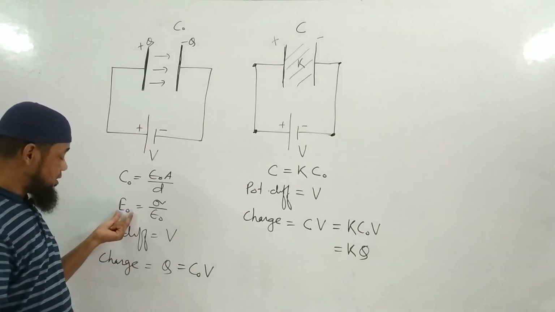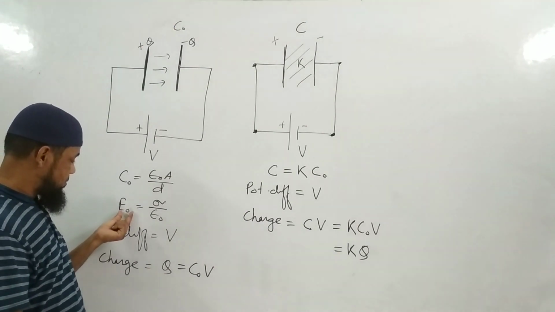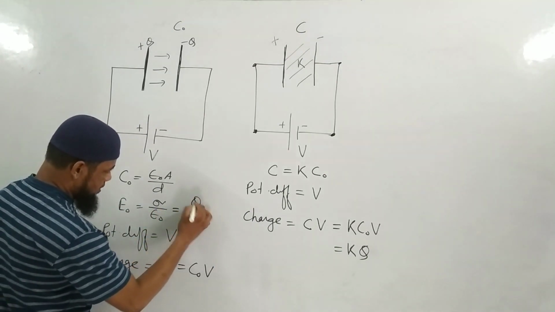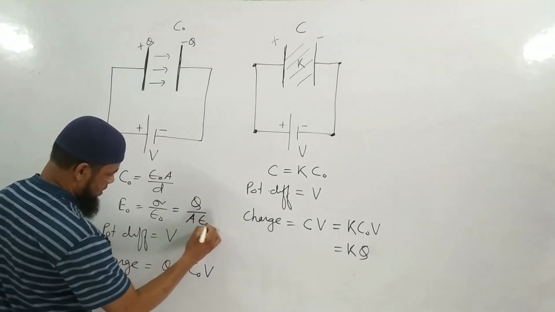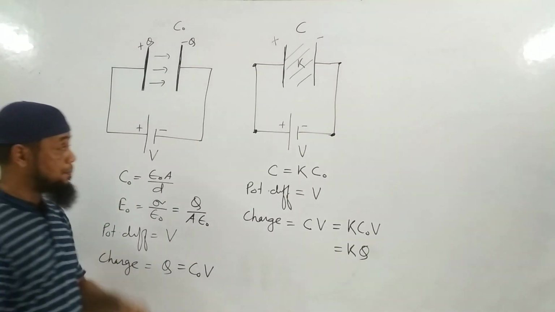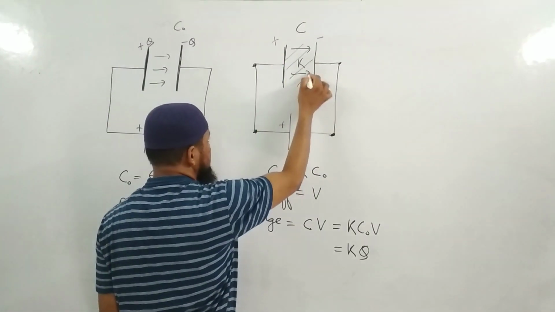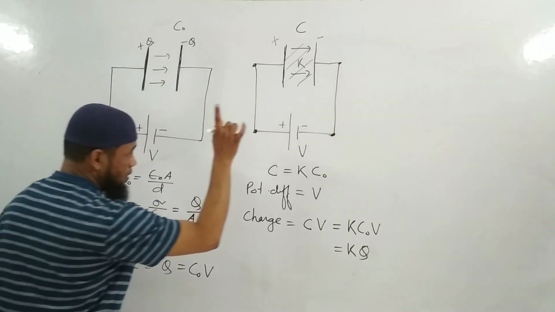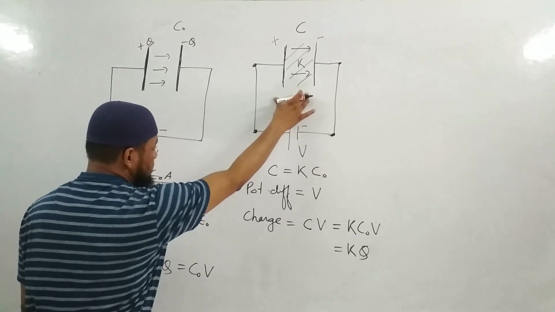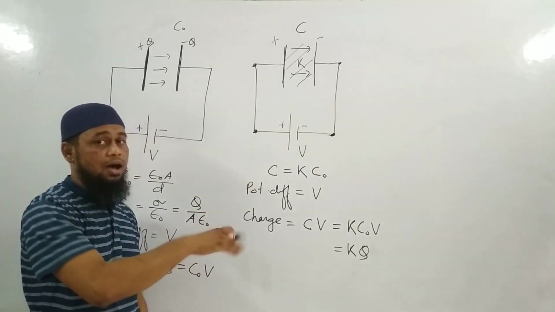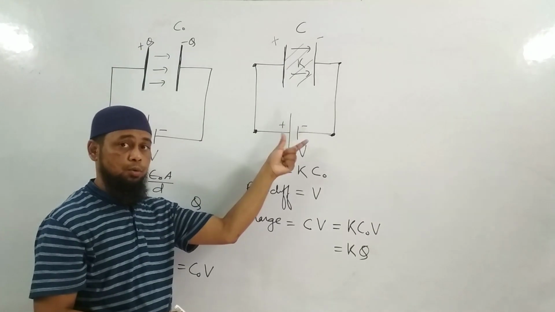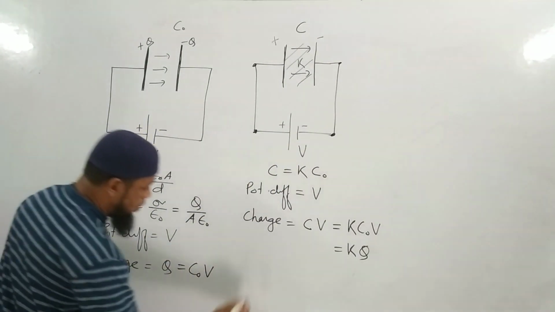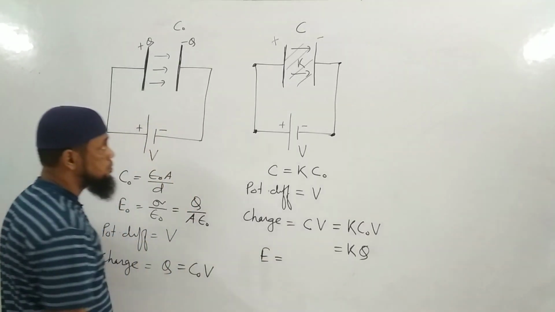I have written here, sigma E naught is equal to sigma by epsilon naught. What is sigma? Q divided by A epsilon naught. Let us see what will happen to the electric field now in the region. This is the particular situation we are discussing, with the battery in contact. Now I'll be discussing one more situation, but after removing the battery. Okay, things will become very clear. Have patience.